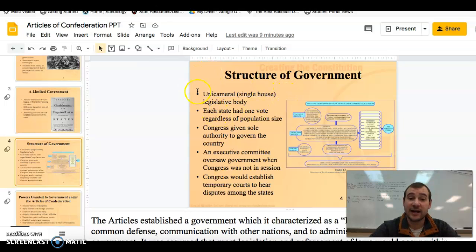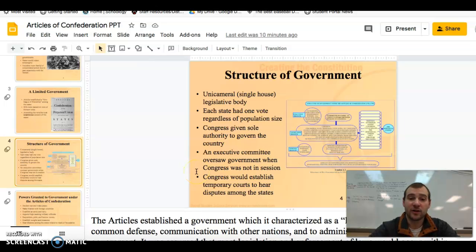We have a unicameral, or just a single house legislative body, where now we have the House of Representatives and the Senate. Back then it would just be like the Senate or just the House. We only had the one legislative body. That word is called unicameral, or single house. All right, each state would have 1 vote, regardless of population size. So tiny New Jersey would have 1 vote, and so would a massive state like Virginia.